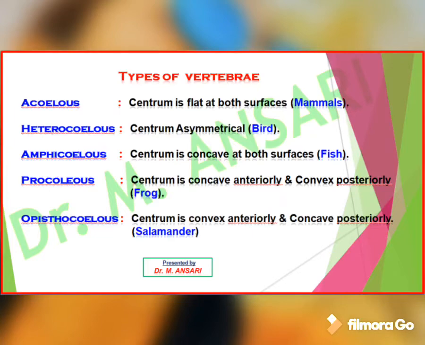If the centrum is concave at both the surfaces, that vertebra is called amphicoelous. An amphicoelous type of vertebra is found in fishes. If the centrum is concave anteriorly and convex posteriorly, that vertebra is called procoelous. Procoelous type of vertebra is found in frog. If the centrum is convex anteriorly and concave posteriorly, that vertebra is called opisthocoelous type. Opisthocoelous type of vertebra is found in salamander.